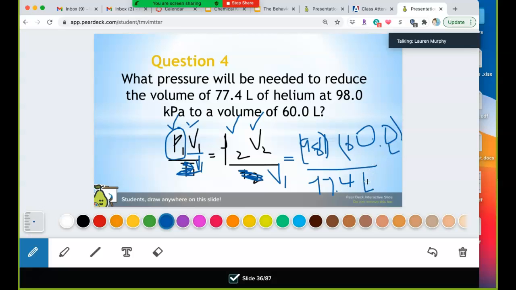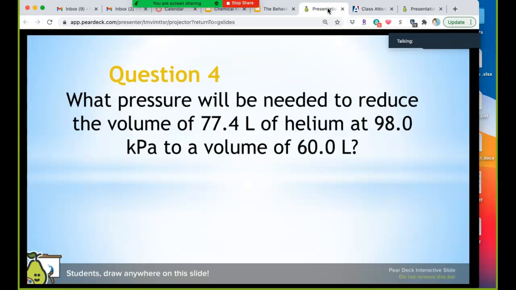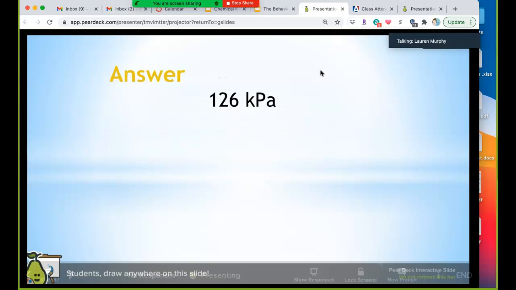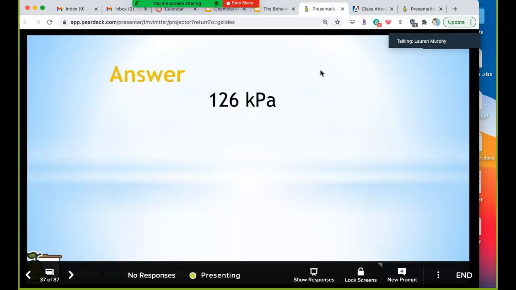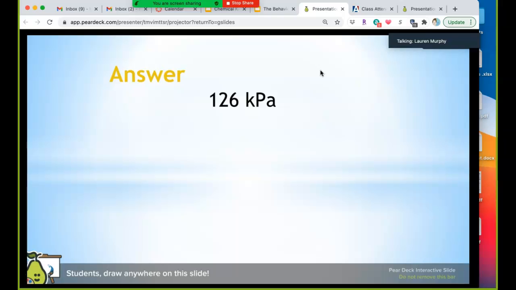And this is liters. So the liters cancel and you're left with kPa for the unit of pressure. 3 digits, 3 digits, 3 digits. So your answer is 3 sig figs. And I got 126 kilopascals. Any questions on that one?